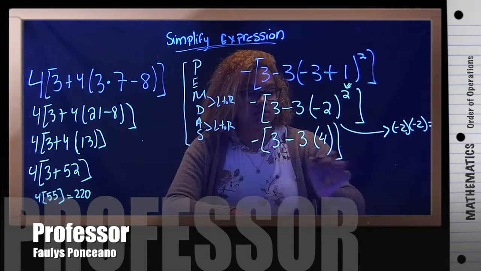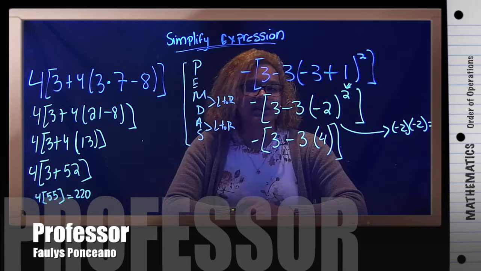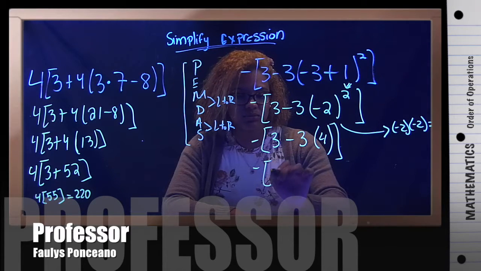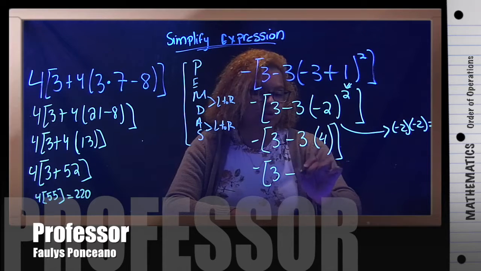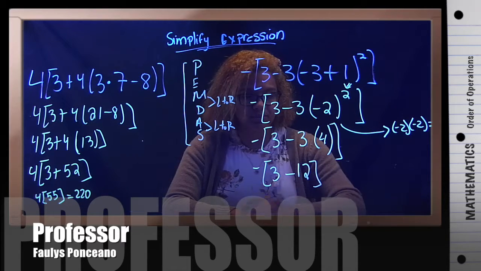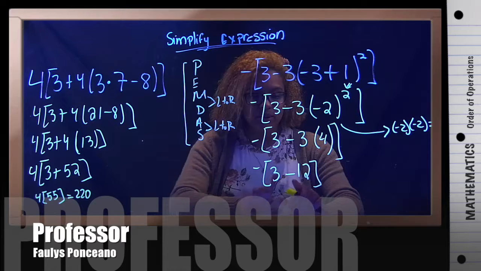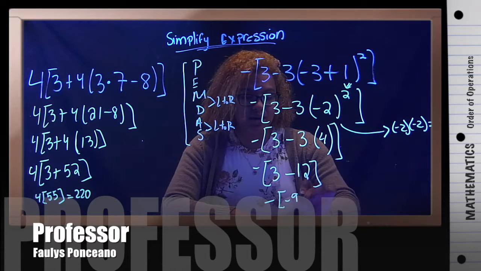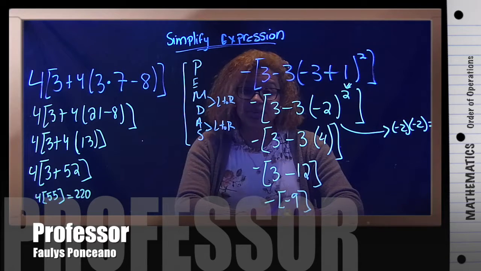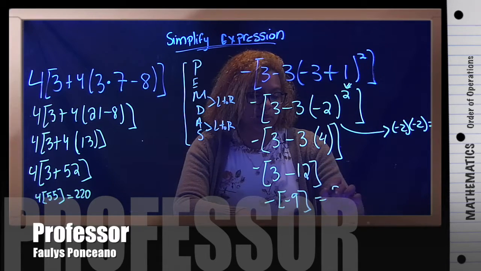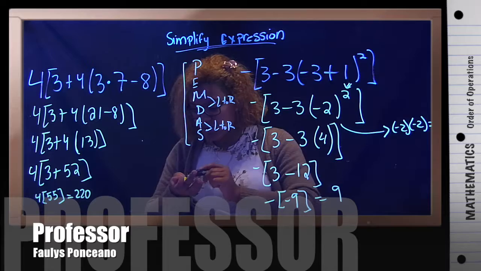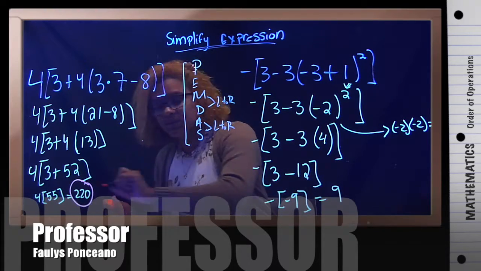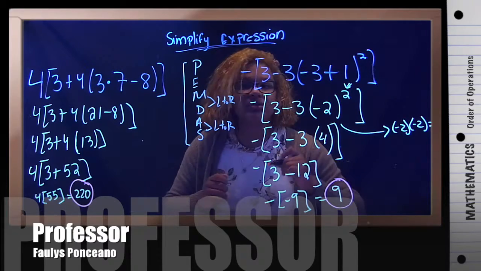Then, brackets. The next step is going to be negative 3 times 4. That gives you negative 12. Then you have 3 minus 12. That gives you negative 9. Then a negative times a negative gives you a positive. So 220 is the answer for the first example, and 9 is the answer for the second example.